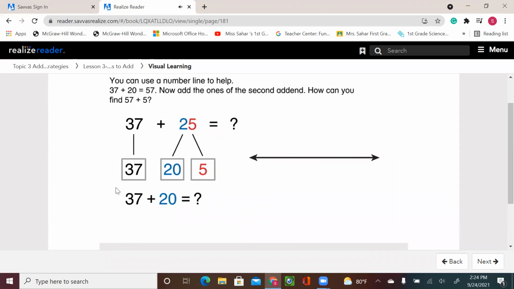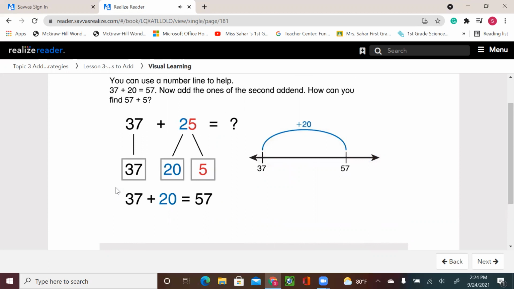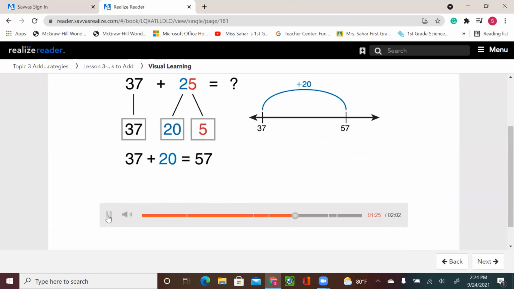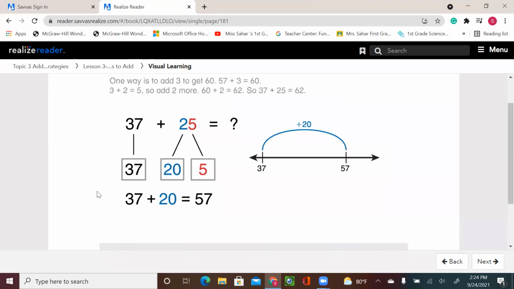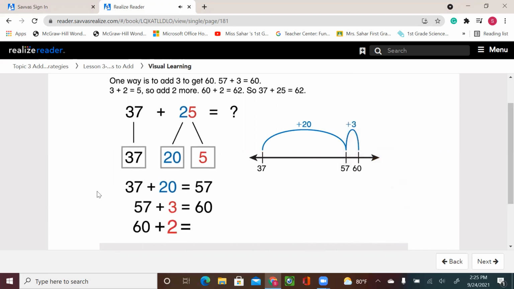You can use a number line to help. 37 plus 20 equals 57. Now add the ones of the second addend. How can you find 57 plus 5? Remember, we can go in small steps, counting 1, 2, 3, 4, 5, because they are ones. One way is to add 3 to get 60. 57 plus 3 equals 60. 3 plus 2 equals 5, so add 2 more. 60 plus 2 equals 62. So 37 plus 25 equals 62.